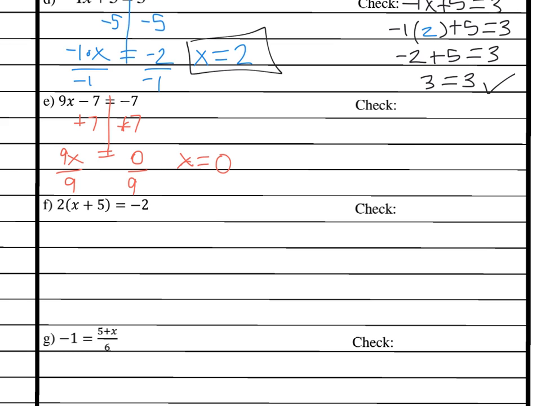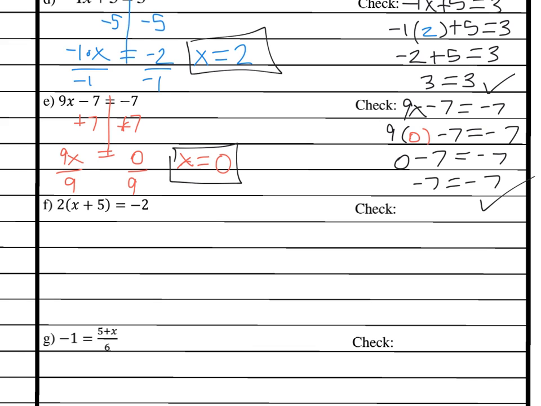And we can go ahead and check our answer. 9x minus 7 equals negative 7. We plug in 0, substitute it in for x. 9 times 0 minus 7 equals negative 7. Alright, 9 times 0 is 0. 0 minus 7 equals negative 7. 0 minus 7 is just negative 7. So negative 7 equals negative 7. So we are correct. X equals 0.